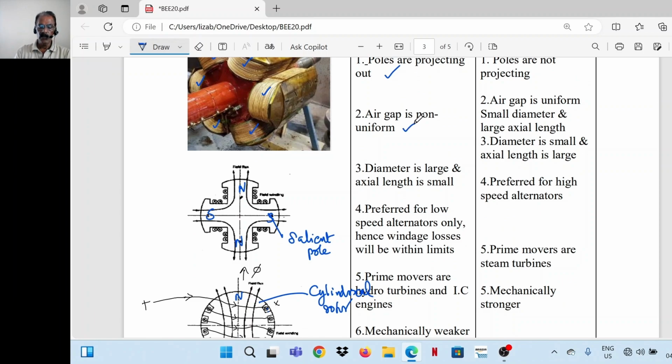Second, for salient pole machine, air gap is non-uniform. Say here, the armature comes like this. Here air gap is less, here air gap is more. In the interpolar region, air gap is more, and in the polar region, air gap is less. But in this case, air gap is uniform all around.